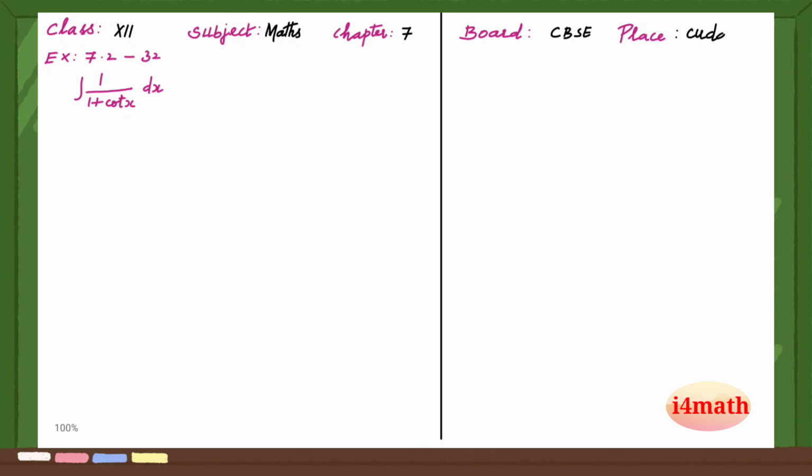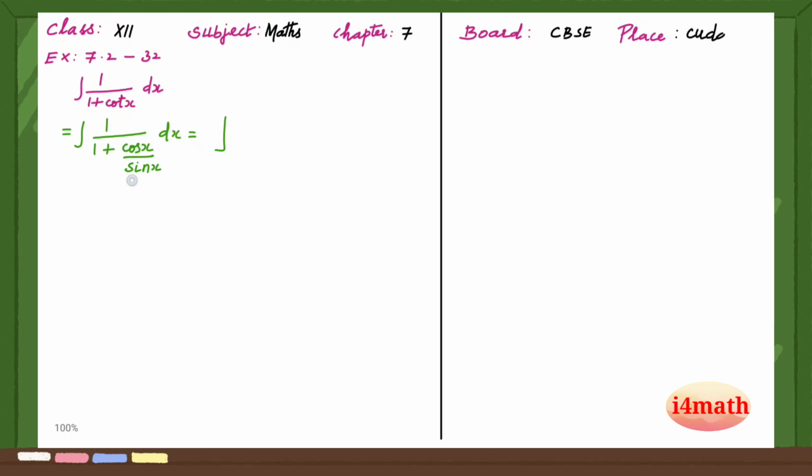Integral 1 divided by 1 plus cot x into dx. Let us integrate by using the substitution method. First, let us simplify this problem. Integral 1 divided by 1 plus cot x, we can write cot x as cos x divided by sin x, into dx.